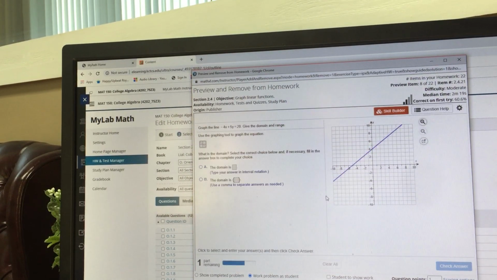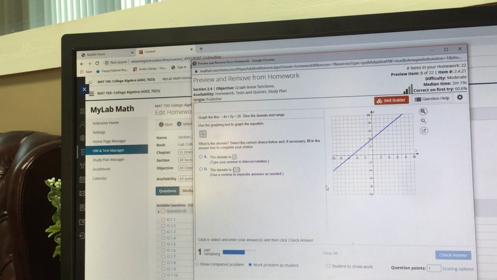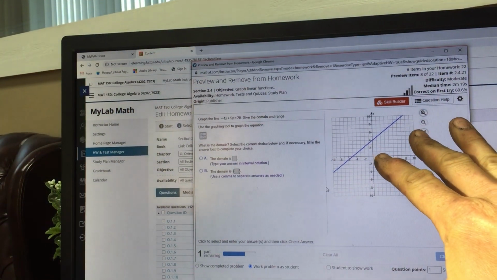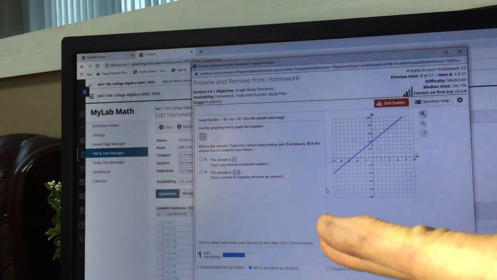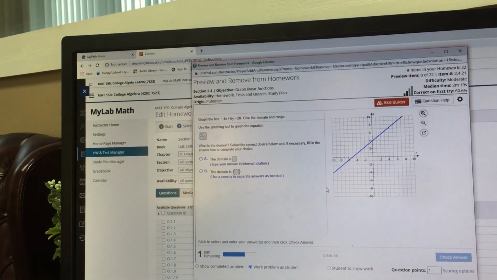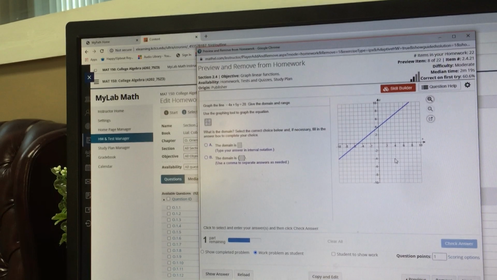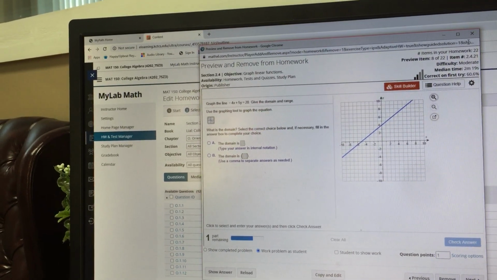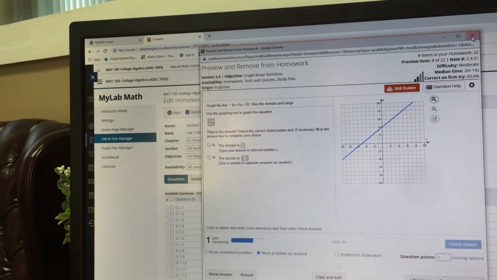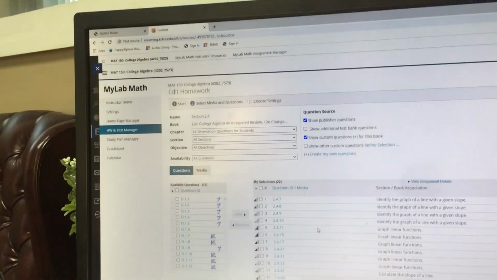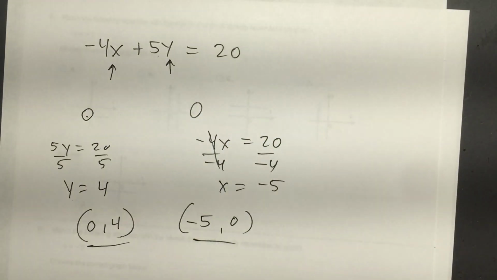Okay, we're good. Then you're going to do your domain and range, which anytime you have a line, unless it's a 0 slope or an undefined slope, it's going to have a domain, negative infinity, positive infinity, and a range, negative infinity, positive infinity. So we'll not do that on typing it in. Okay, and we're going to go back to our paper here.